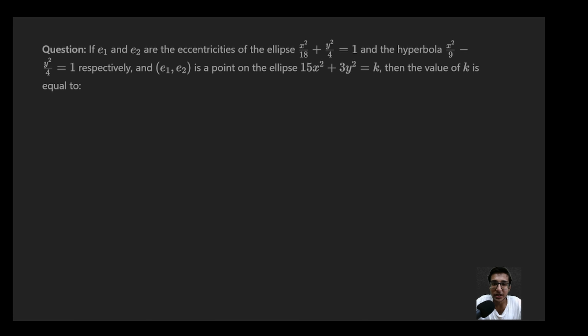Now let us look at a question to get more used to the concepts and eccentricity values of hyperbola. So in this question, E1 and E2 are the eccentricities of the ellipse x square by 18 plus y square by 4 is equals to 1, and the hyperbola respectively. And the point is on the ellipse, then the value of k is equal to. Now this was a question that was asked in JEE Mains previously. Let us solve this question. Again, a very easy question, not very many concepts or much detail that you have to use here. Ellipse has been given to us.